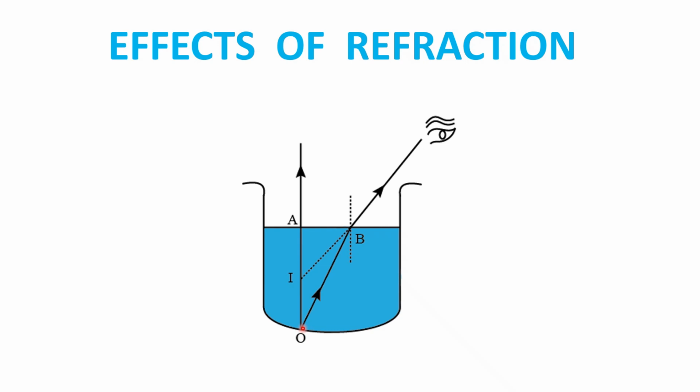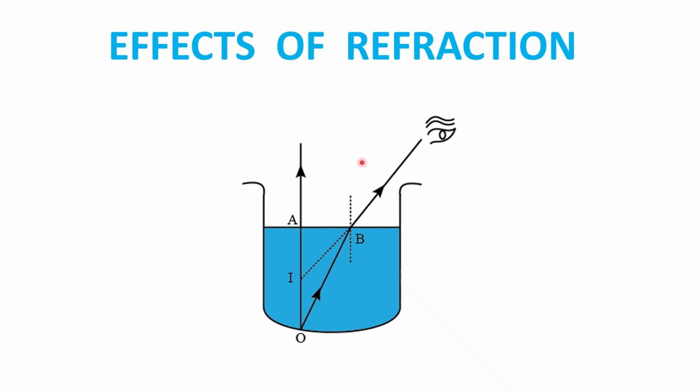For now, let's take it as a coin at O, and we are trying to look at that substance from, this is air, right? So it's rarer, from a rarer to denser medium. Now, when we try to look at a substance from rarer to denser medium, the depth decreases. Instead of looking at the object here, we can see it as at I. Now, this is the effect of refraction.